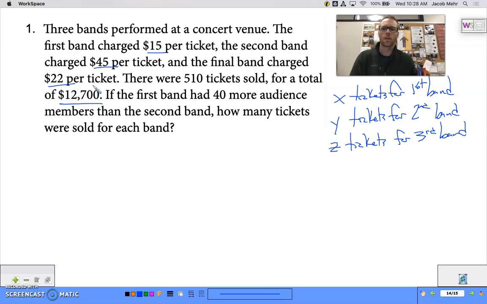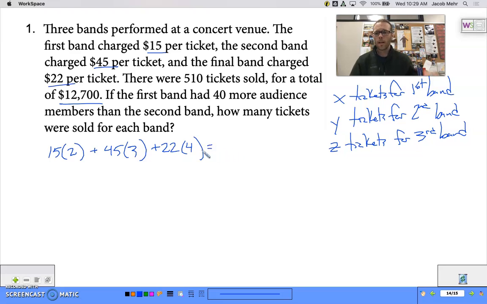And I don't necessarily need to use this number right away, but to start to get a feel for it, I might say, well, what if we sold 2 tickets here, 3 tickets there, and 4 tickets there? How would we figure out what the total cost is? Well, that would be 15 times 2 for 2 tickets at $15. That would be 45 times 3, so 3 tickets at $45, plus 22 times 4 for the 4 tickets for the third band, and that gives me my total cost.